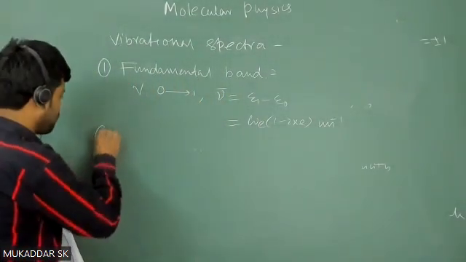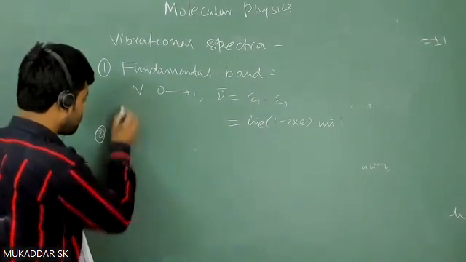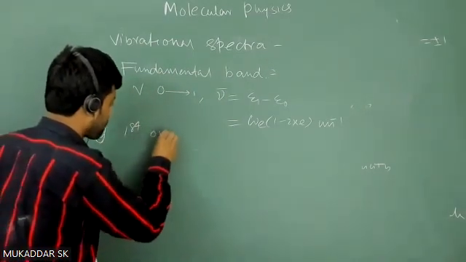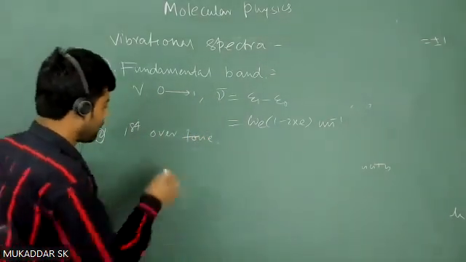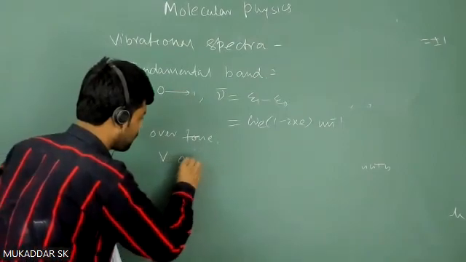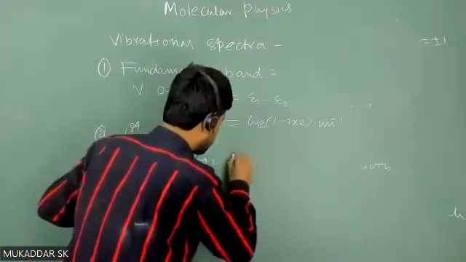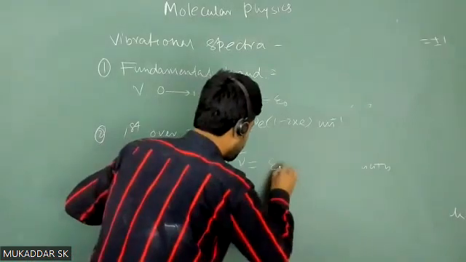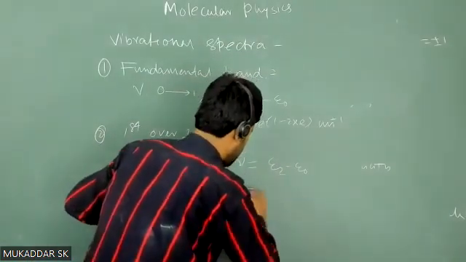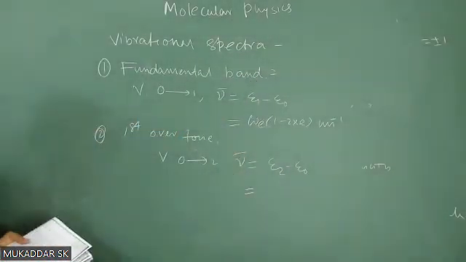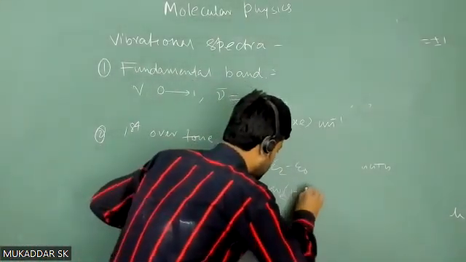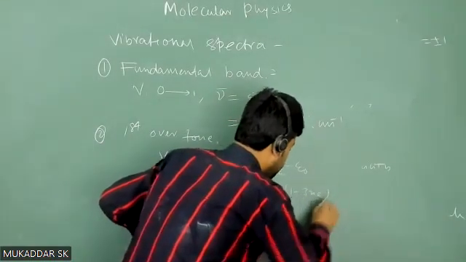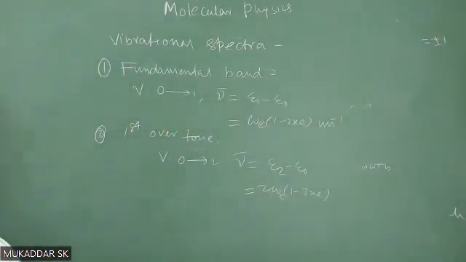Then you have the first overtone. Observe, this is when there is a vibrational transition from 0 to 2. The wave number associated with this photon will be epsilon 2 minus epsilon 0. And if you calculate this, how much do you get here? Twice omega e, then 1 minus thrice xe, right?